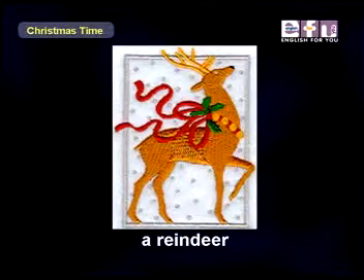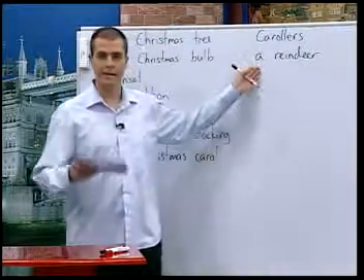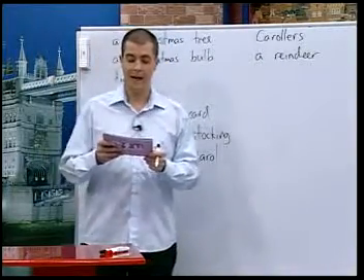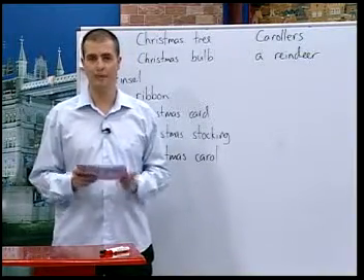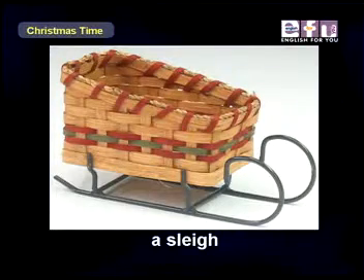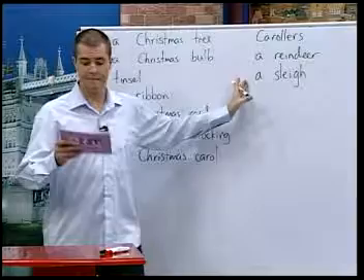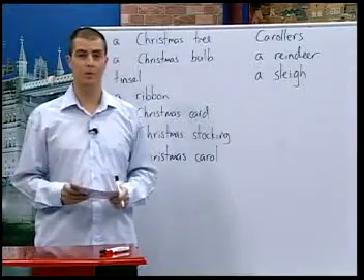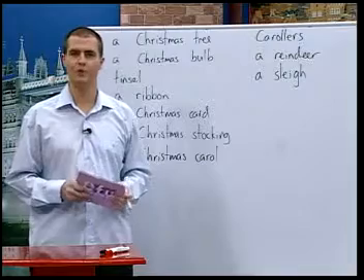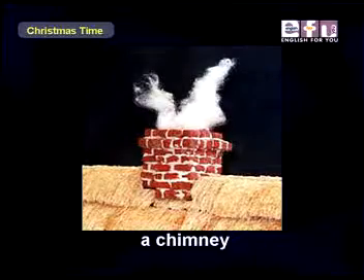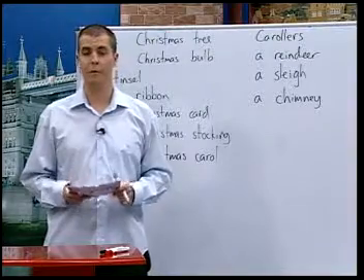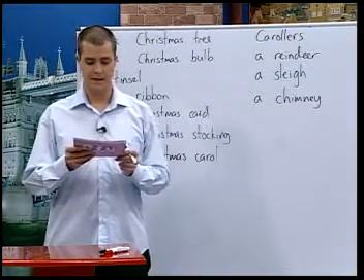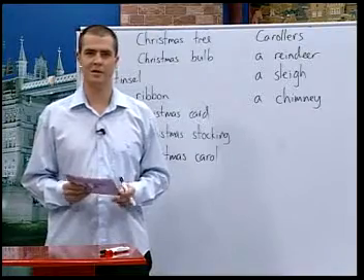A reindeer. A reindeer is a large deer with big, wide horns, and it's used by Santa to pull a sleigh. And what's a sleigh? This is a sleigh. A sleigh is a large vehicle pulled by reindeer, and it's used for transporting presents at Christmas time. A chimney. A chimney is a pipe inside a building that goes from a fire to the roof in order to let the smoke out. Santa comes down the chimney when he brings the presents to a home.